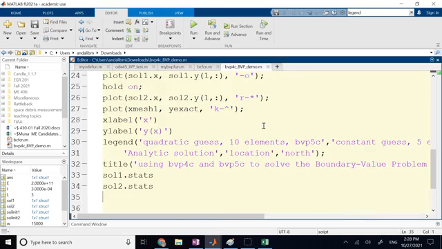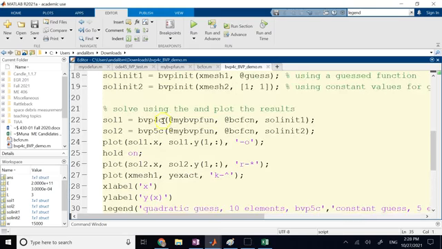So first of all, you see here, I use different solvers, different meshes, different initial conditions, the same boundary conditions for both, the same functions actually.